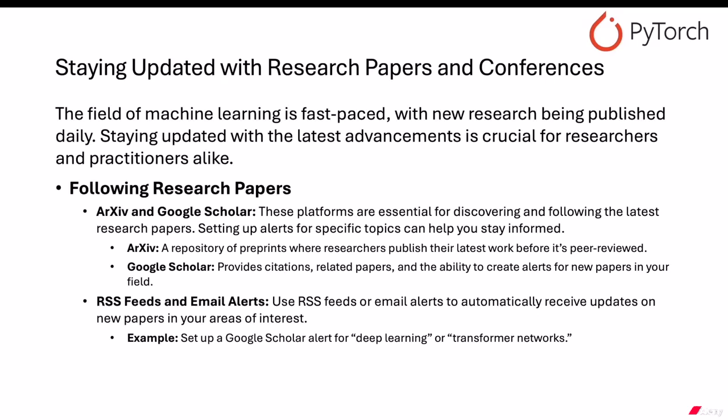RSS feeds and email alerts. Use RSS feeds or email alerts to automatically receive updates on new papers in your areas of interest. Example: set up a Google Scholar alert for deep learning or transformer networks.